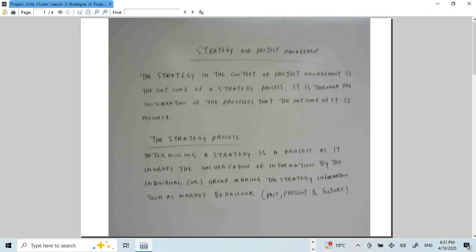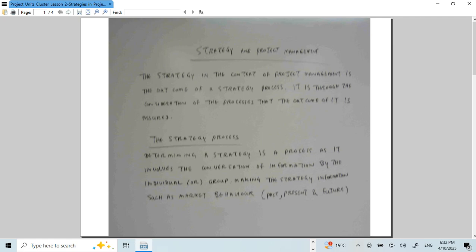Strategy is through the consideration of process, and then the outcome is the answer. So strategy means the outcome must be assured. The outcome is the uncertainty. In this case, you have to review your strategy. Strategy needs to be reviewed for the uncertainty of the outcome. Once the strategy is valid, the outcome can be visible or assured. In the context of project management, the outcome is the outcome of the strategy process. It is through the consideration of the process that the outcome of it is assured. So this is the strategy for the project.